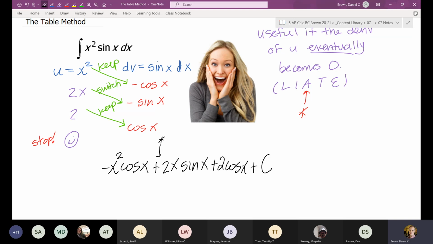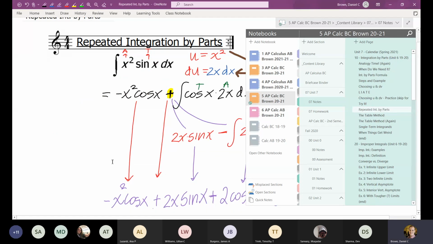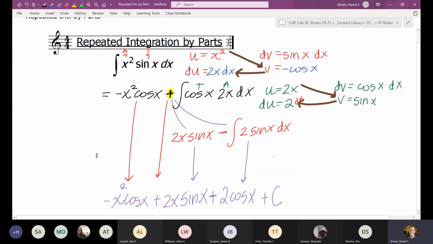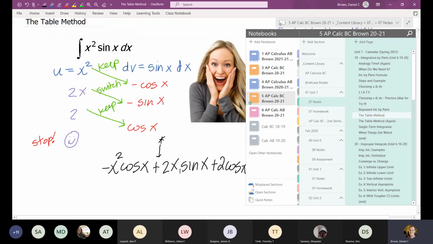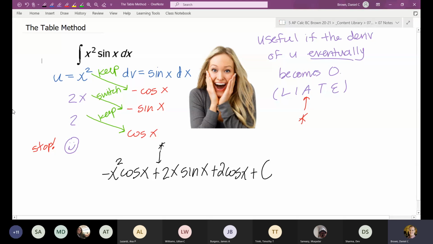For your u's, you're going to take the derivative down to 0, and then for the dv's, you're going to keep integrating for the number of rows that you have. I'm going to come back to it in case you're writing it down, but just want to show you, we do get the exact same answer we did when we did it the long way using the repeated integration by parts method. Again, this method works, but the table method is a lot shorter. And again, the table method only works when your u is going to eventually get down to a 0. Questions?